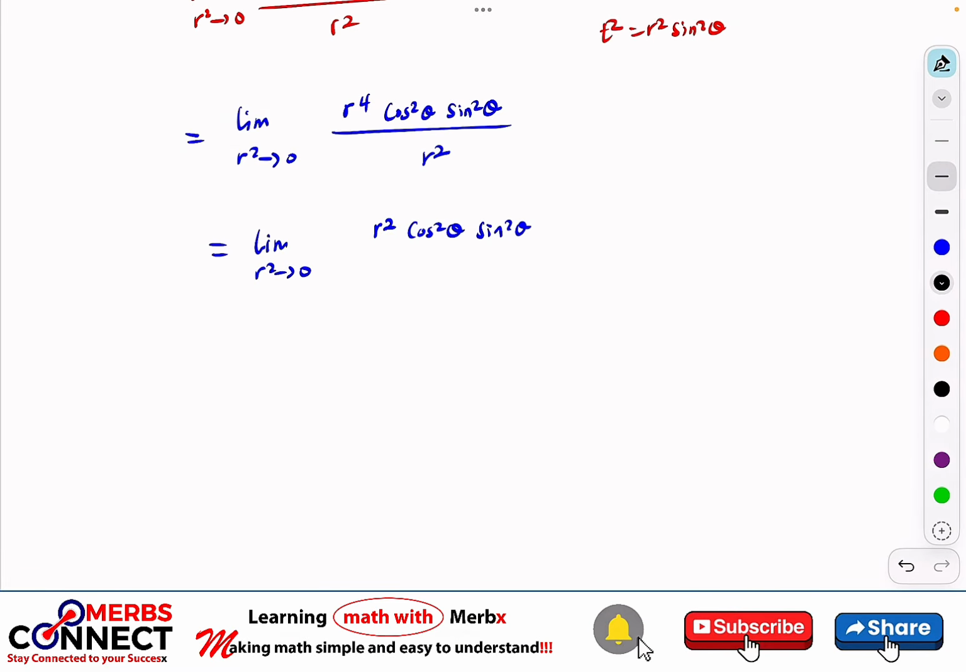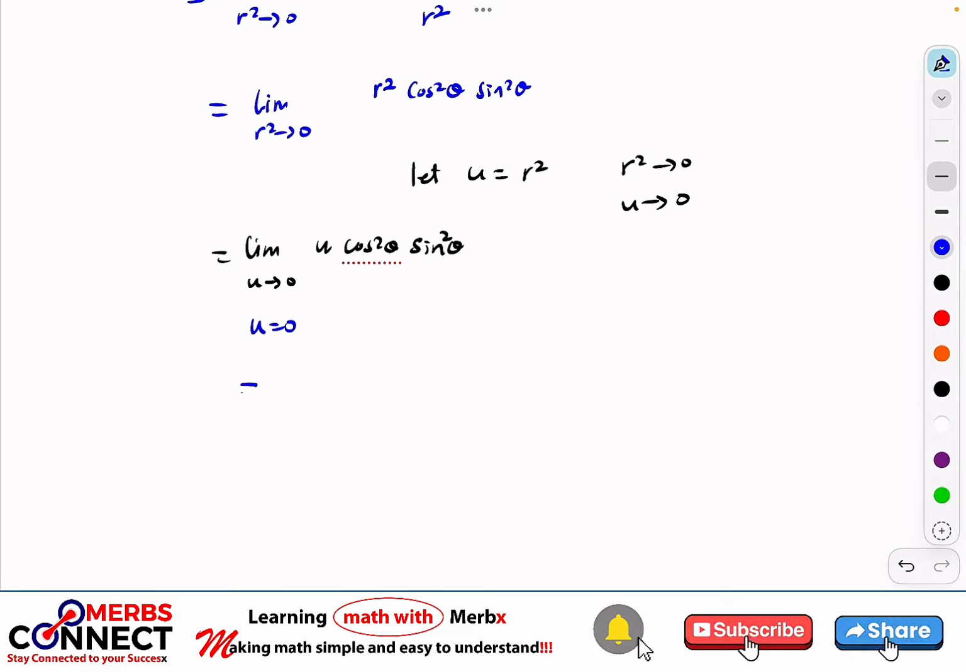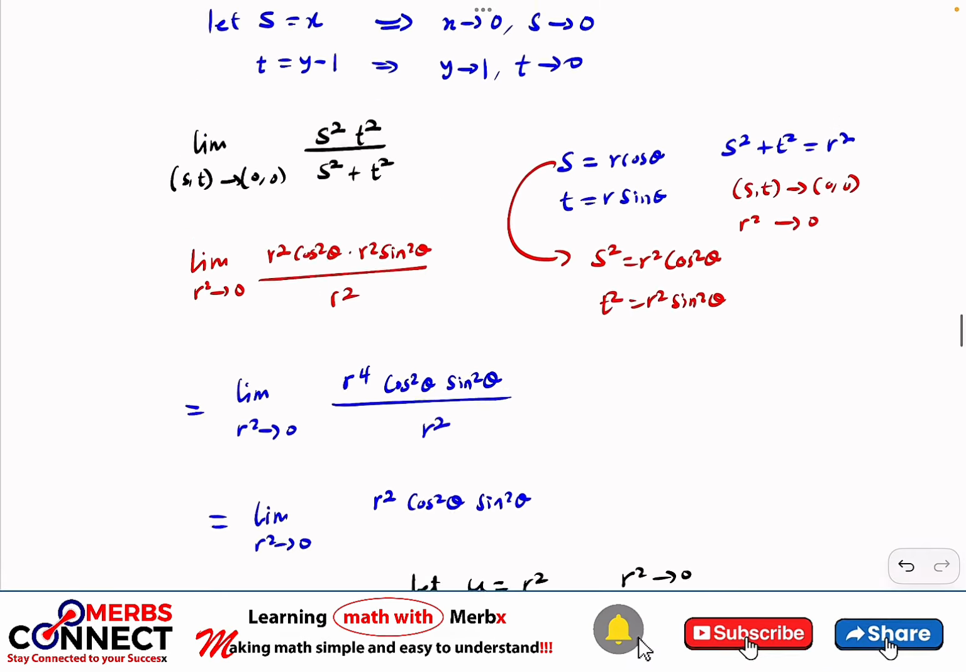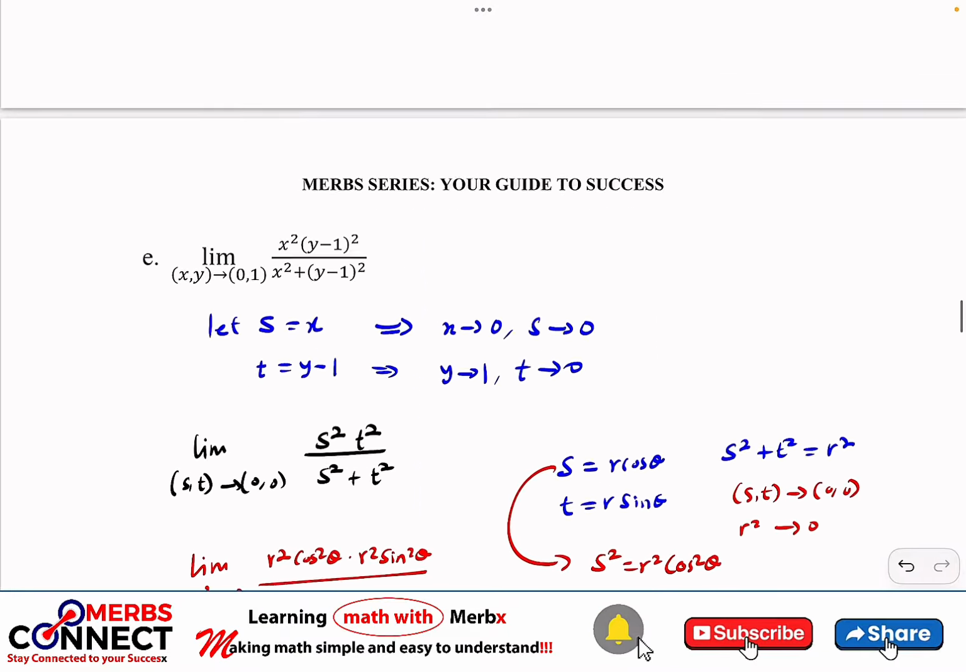So we do the same thing as we did before. Let u be equal to r squared. R squared is approaching 0, so u also will be approaching 0. So this is going to give us the limit as u approaches 0 of u cos squared theta sine squared theta. So here we are going to set u to be equal to 0, plug it in, and this is going to be just 0. We don't need to do anything with the trigonometric part, because this is constant, right? So when I plug in 0 here, everything goes to 0. This is so beautiful, right? Using polar coordinate to do this.